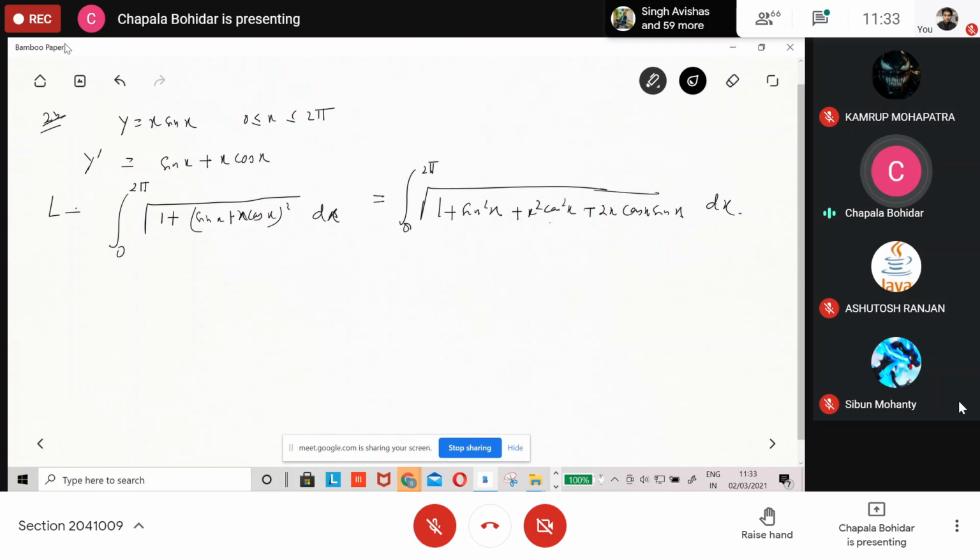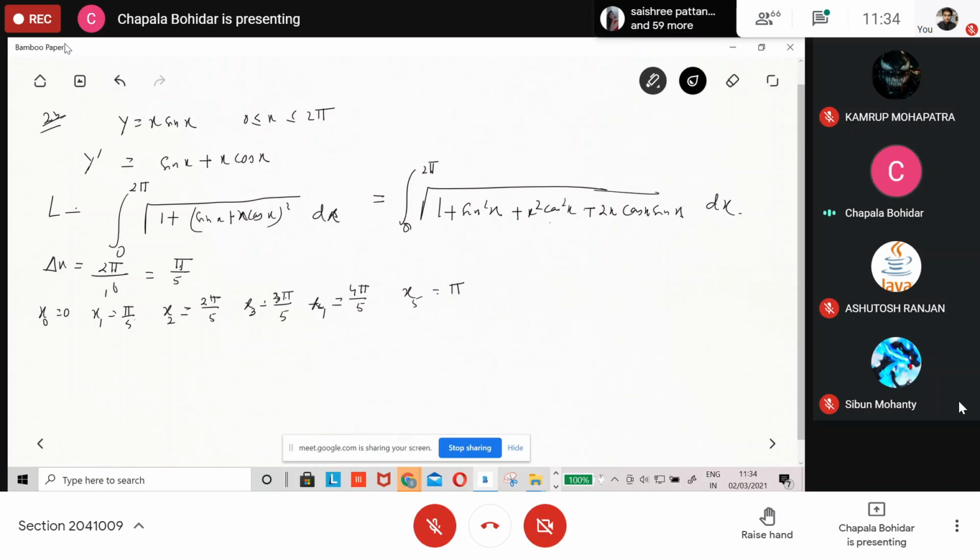What is the value of delta x here? 2 pi divided by n, which is 10, so it is pi by 5. Clear? Delta x is equal to pi by 5, x0 is equal to 0, x1 is equal to pi by 5, x2 is equal to 2 pi by 5, x3 is equal to 3 pi by 5, x4 is equal to 4 pi by 5, x5 is equal to pi.